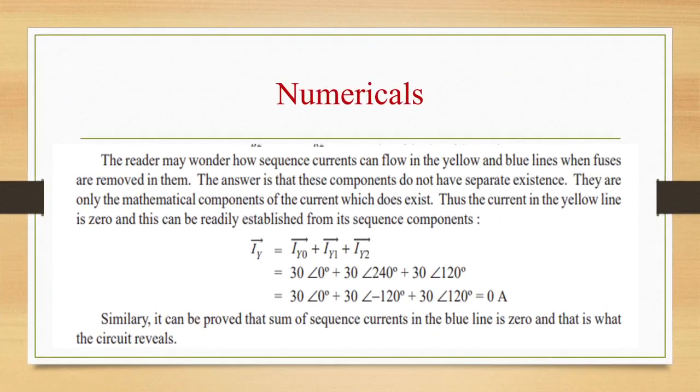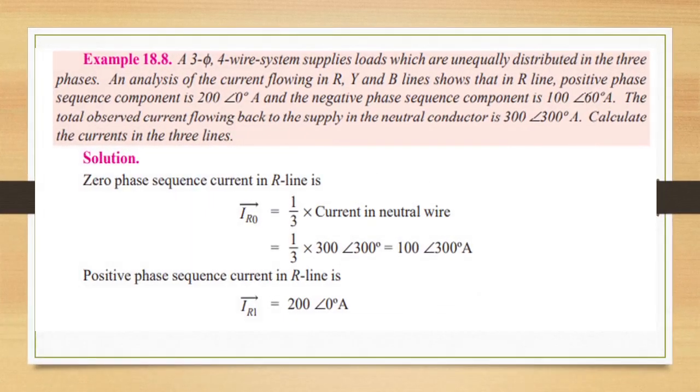So we may wonder how sequence currents can flow in the yellow and blue lines when fuses are removed in them. The answer is that these components do not have separate existence. They are only the mathematical components of the current which does exist. So current in the yellow line is 0, and this is readily established from its sequence components: IY0 plus IY1 plus IY2, and adding these we get the answer as 0. Similarly, it can be proved that the sum of sequence currents in the blue line is 0, and that is what the circuit reveals. Let us see the next numerical.